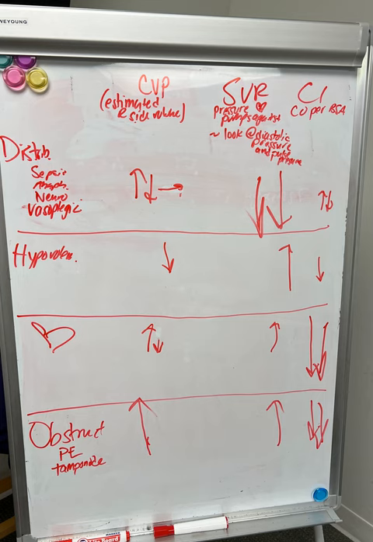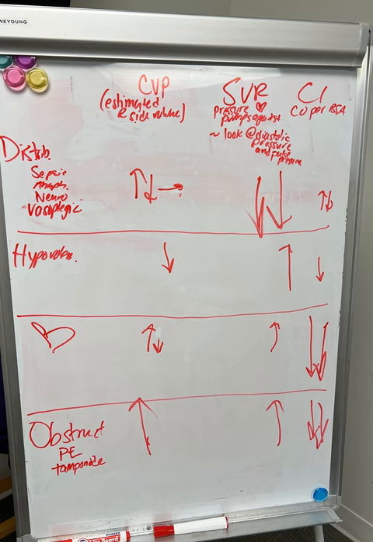And give me examples of obstructive shock. What would be an example? A clot. Like a PE. A PE. Very good. What's another example? The pacemaker. That's a clue. Pacemaker. Tamponade. Sure. Okay. Those are the two main types of obstructive shock.